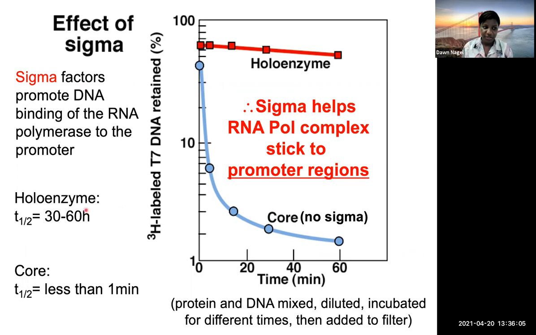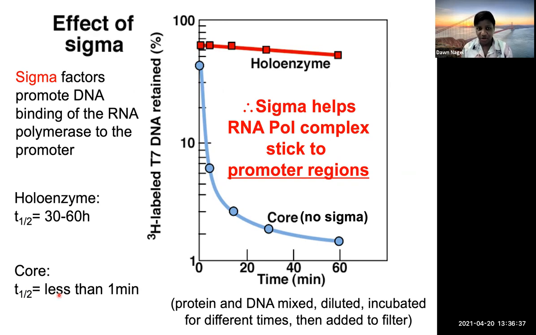And these two examples are just showing you the half-life of those proteins. And when people talk about half-life, it is how long does it take for half of your activity to be gone, okay? And 30 to 60 hours is a very long time. The holoenzyme is highly stable. You have a very less than a minute half-life. That means the core is very unstable, okay? It's not as stable, okay? So that's the experiment that they did.